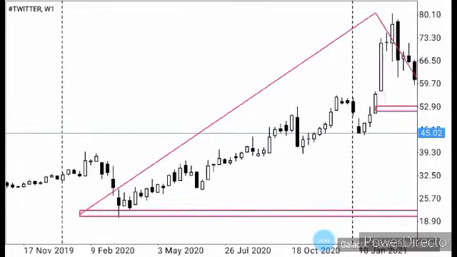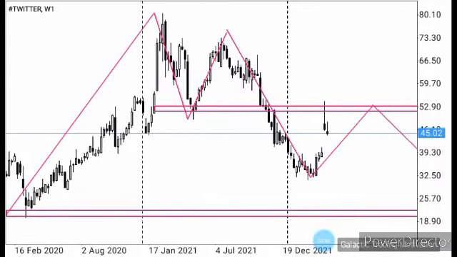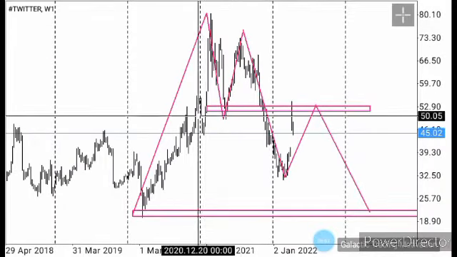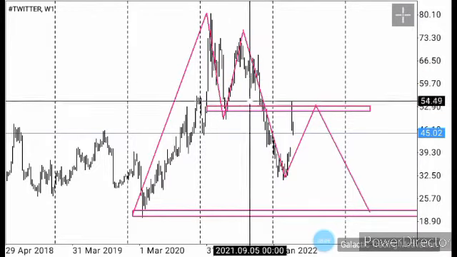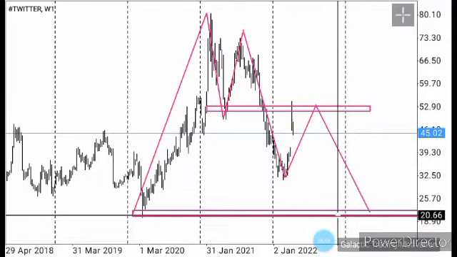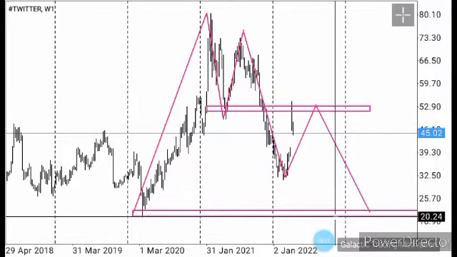And if you actually look, it's in line with the structure that I just spoke about earlier, where we have the M formation, price breaking the neckline, coming back to retest the neckline, and then continuing to this level. So that would be the liquidity grab that I'm talking about.